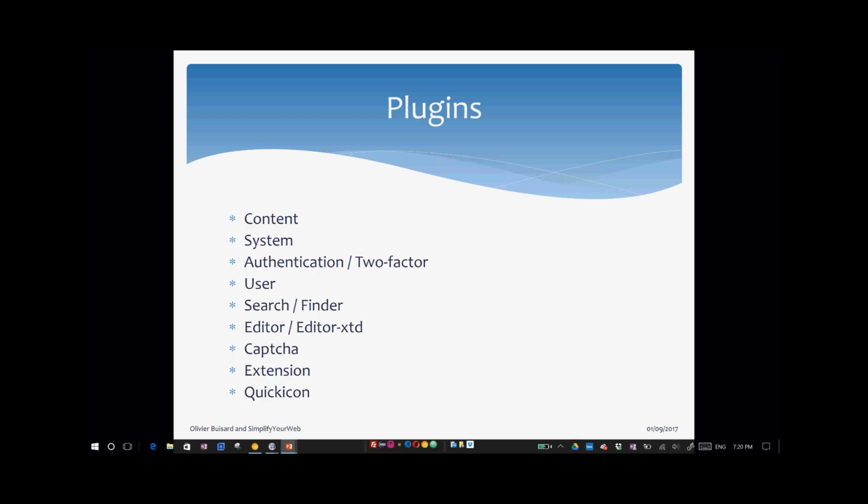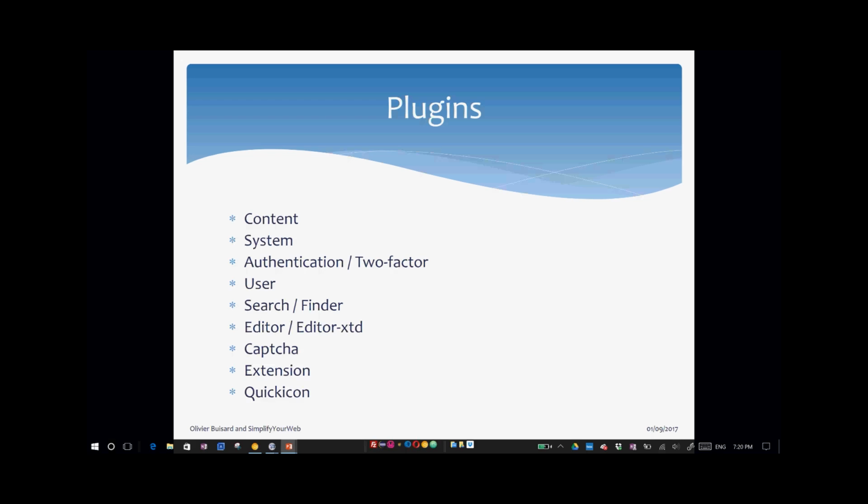You have search or finder plugins, which are plugins used to handle the results of searches. You have editor plugins. An editor plugin is a plugin that handles the editing of the articles. And you have editor extended plugins that actually add buttons to do a read more or something like that. That's kind of functionality in Joomla.